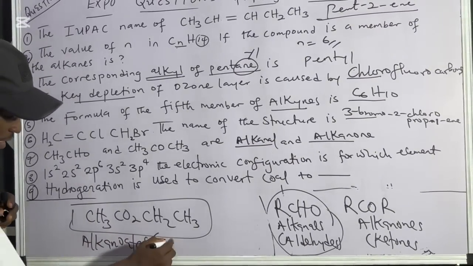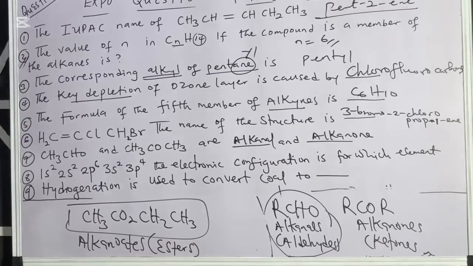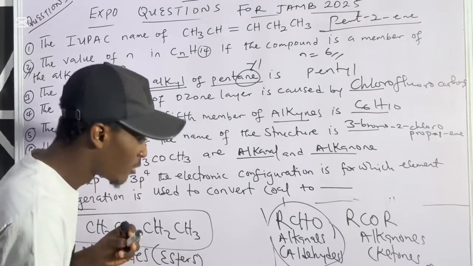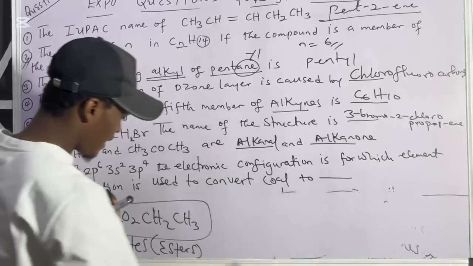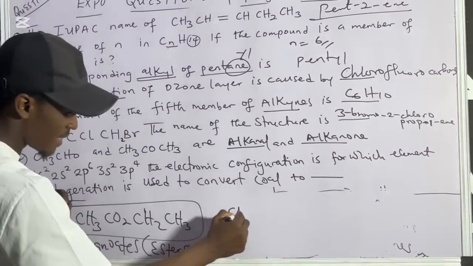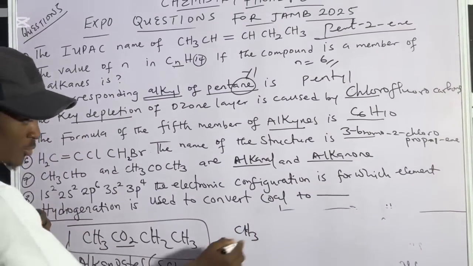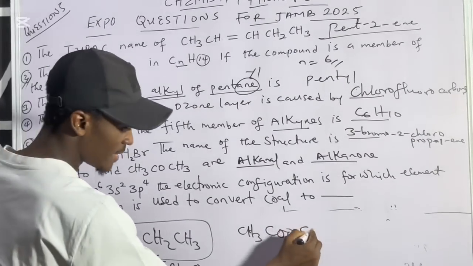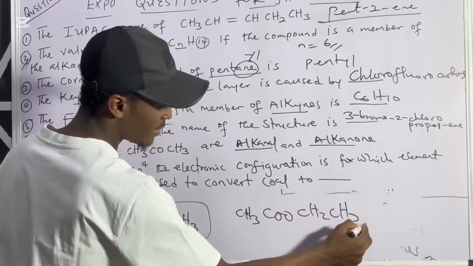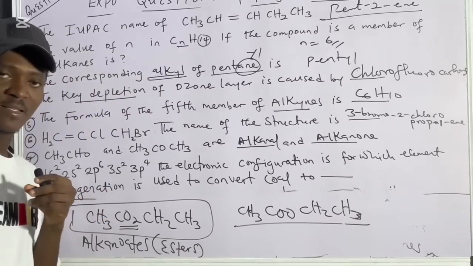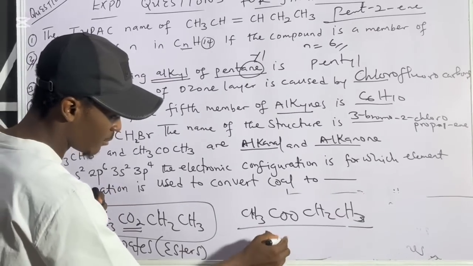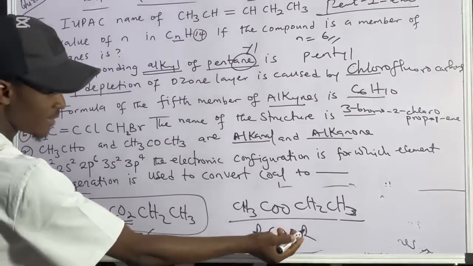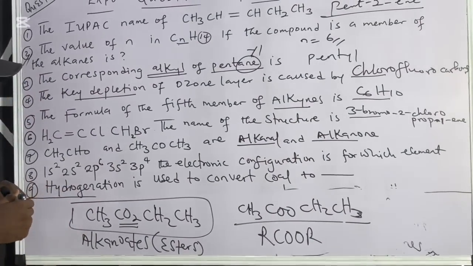Alkanoates are also called what? Esters. And if you check, the way they wrote the structure is kind of confusing, but you shouldn't be confused. The reason is because if you expand this, it should be CH3, then COO, that O2 is OO, then CH2 and CH3. So this is actually an ester, because esters are known by the general formula RCOOR. You get the point now? So this resembles this. So please take note of that.